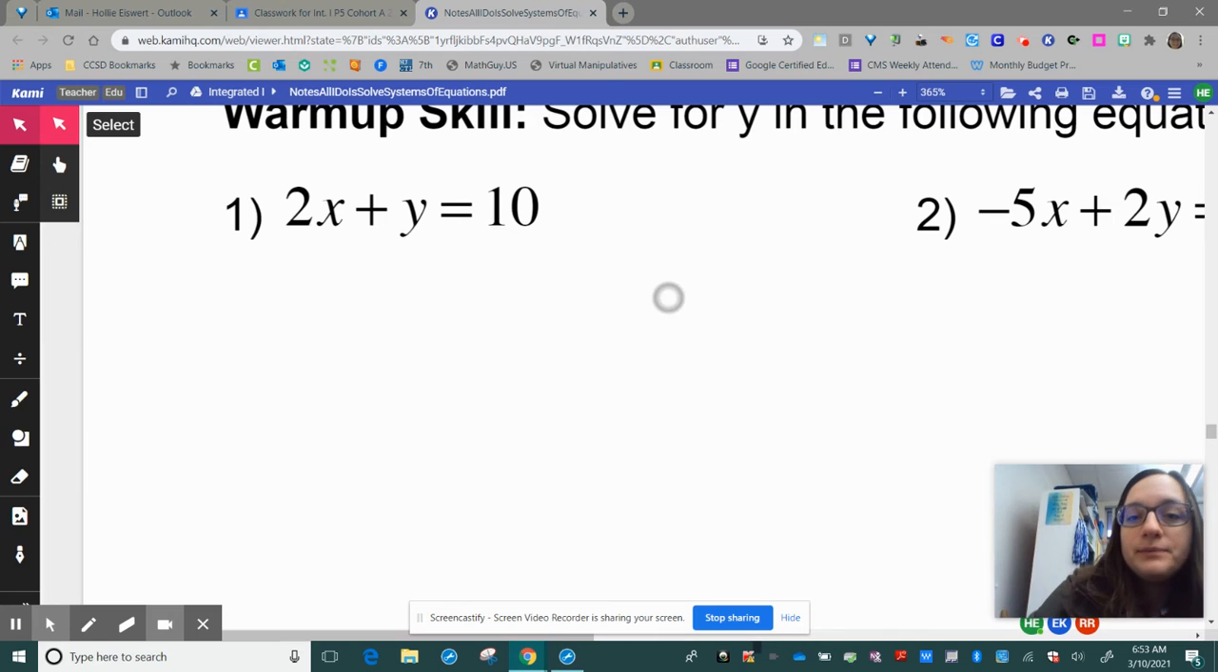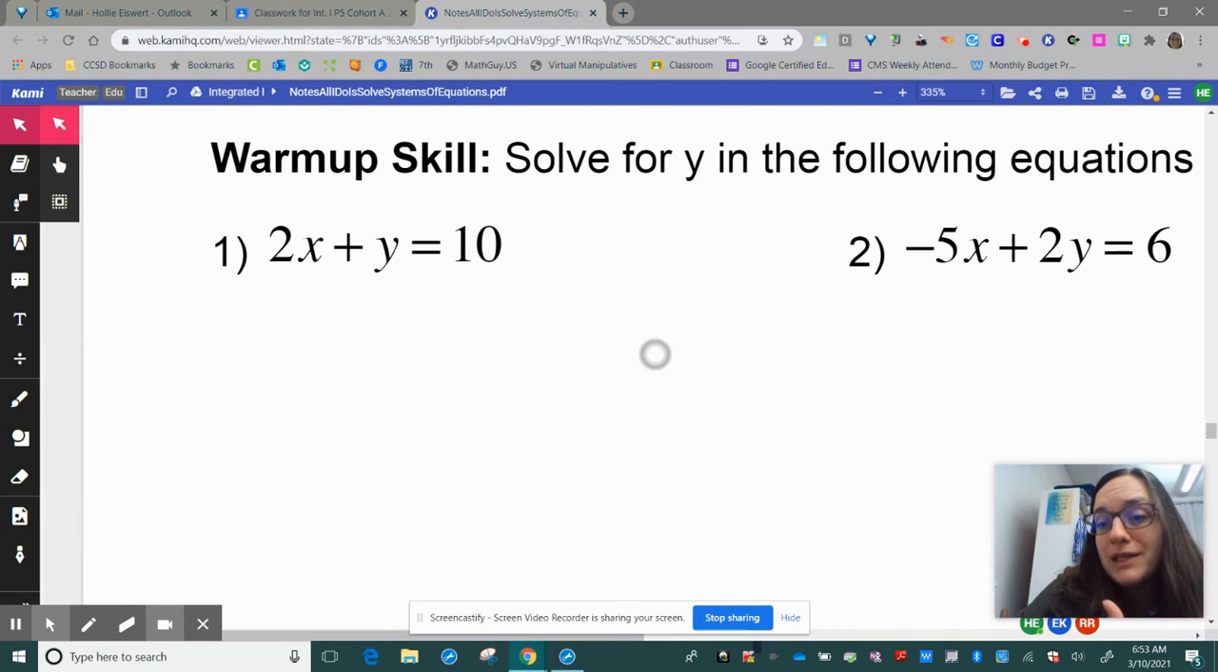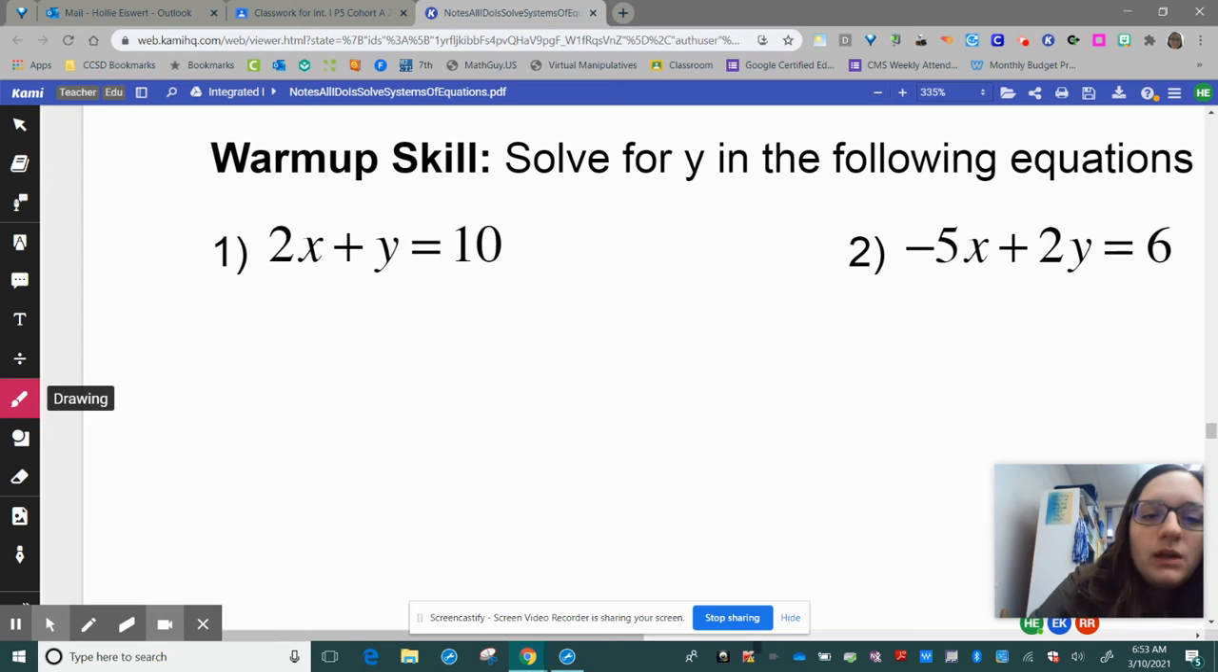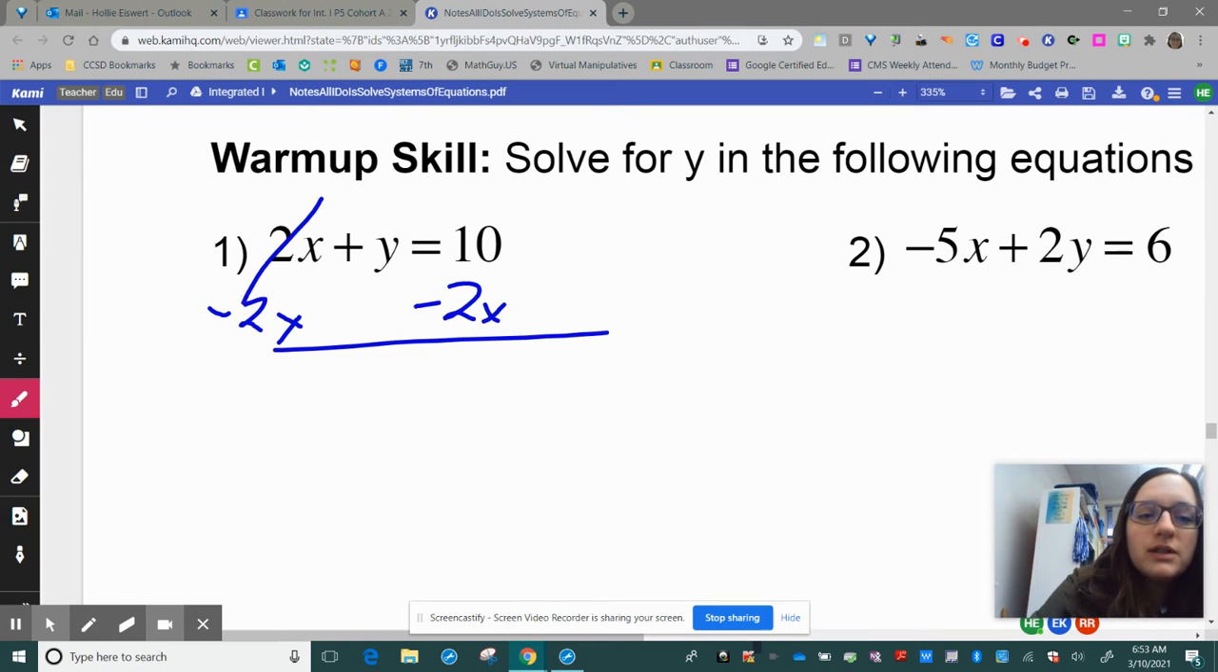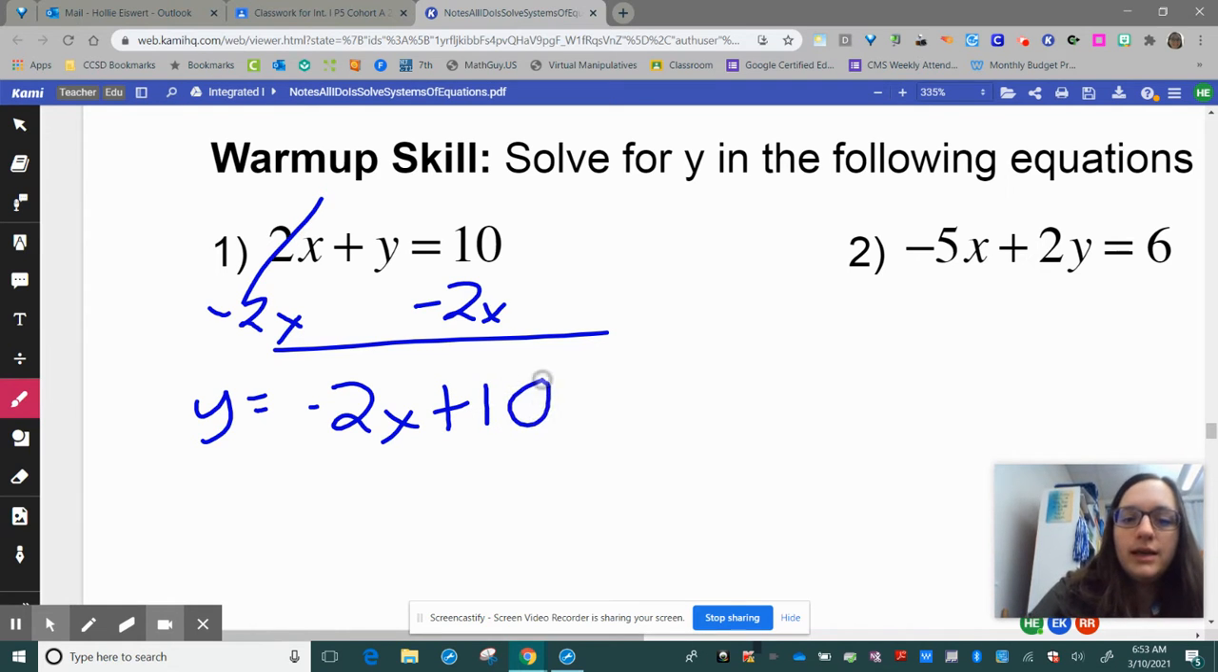Which variable? In our system, it doesn't matter, but here it says solve for y, so we're going to go for y. To get y by itself, we just have to subtract 2x from both sides, which leaves us with y equals negative 2x plus 10, and we have it.